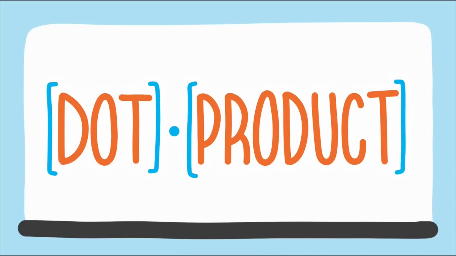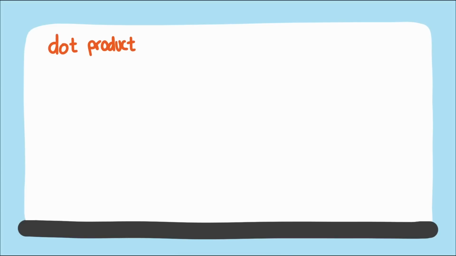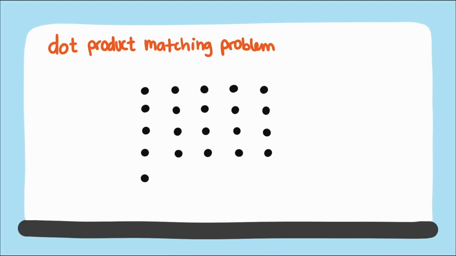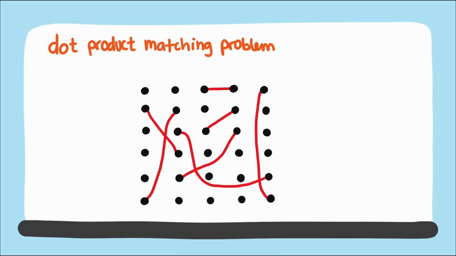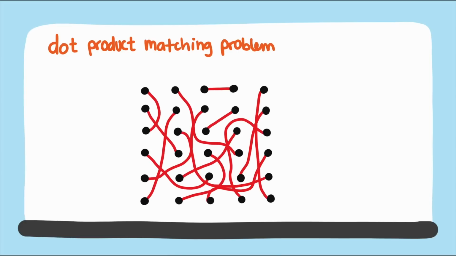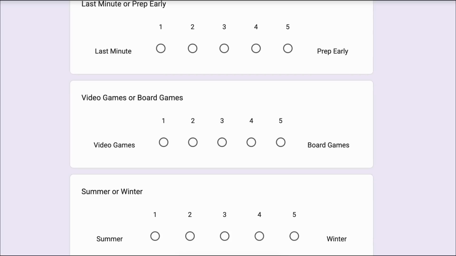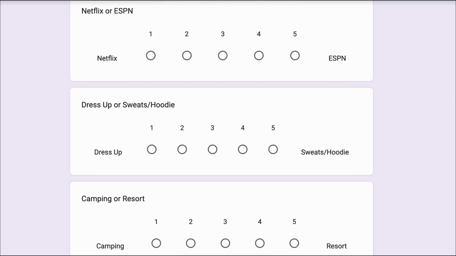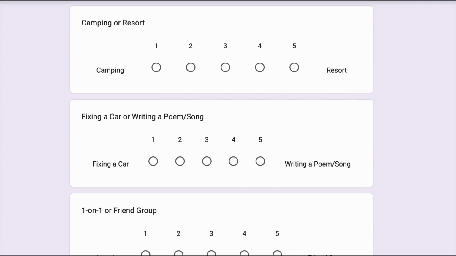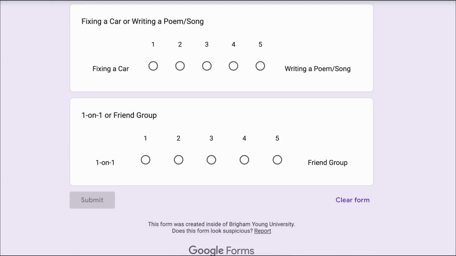In my linear algebra course, I like to pose the following problem to my students to teach them about dot products. Say I want to match up students to form study groups or study partners. I want to ensure these groups get along and are productive, so I make everyone take a survey about their interests and habits, where for each question, they choose where they fall on a 5-point scale between two options.